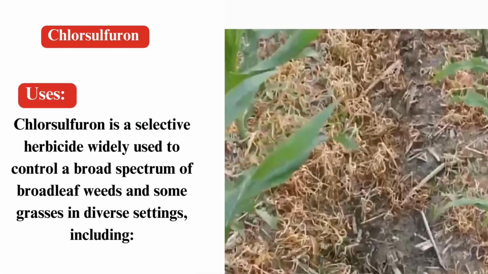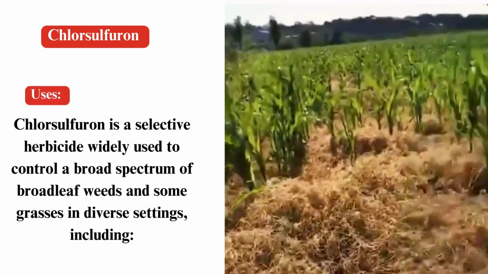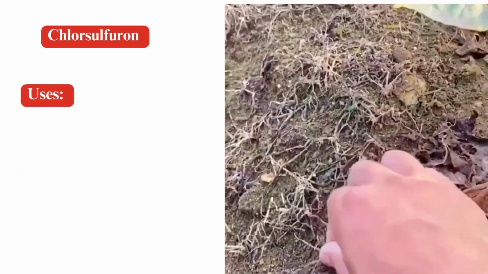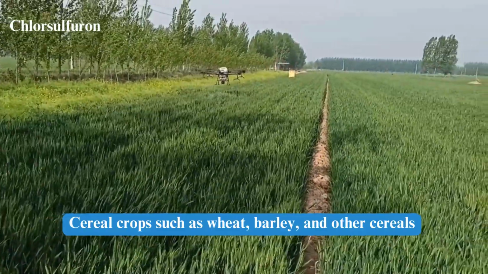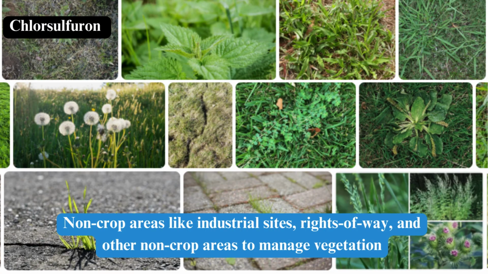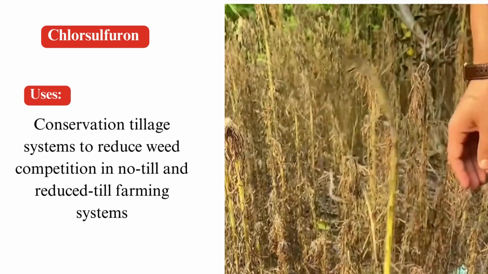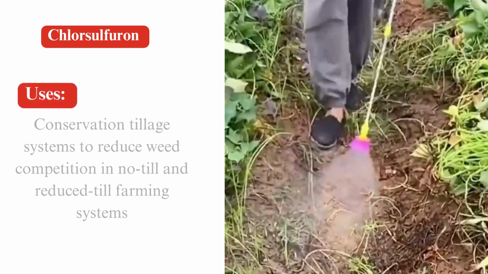Uses: chlorsulfuron is a selective herbicide widely used to control a broad spectrum of broadleaf weeds and some grasses in diverse settings, including cereal crops such as wheat, barley, and other cereals; non-crop areas like industrial sites, rights-of-way, and other non-crop areas to manage vegetation; and conservation tillage systems to reduce weed competition in no-till and reduced-till farming systems.